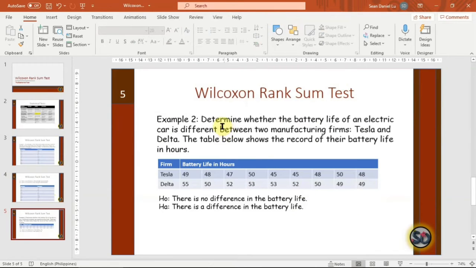Example number 2. Determine whether the battery life of an electric car is different between 2 manufacturing firms, Tesla and Delta. So, the main category is manufacturing firms. The matched pairs is Tesla and Delta. The table below shows the record of their battery life in hours. So let's input the data in SPSS.